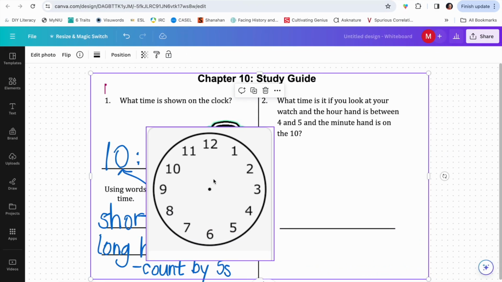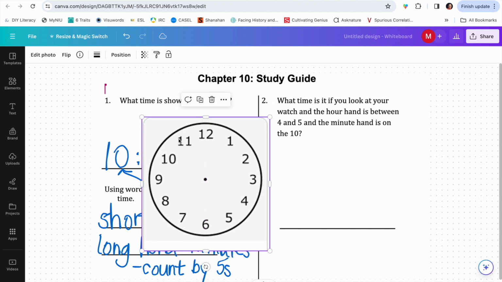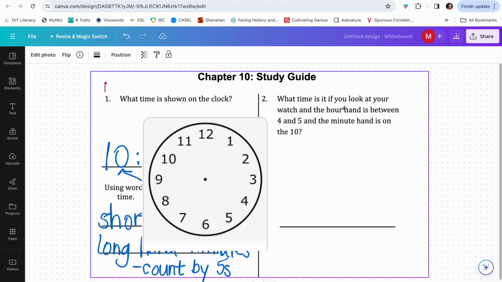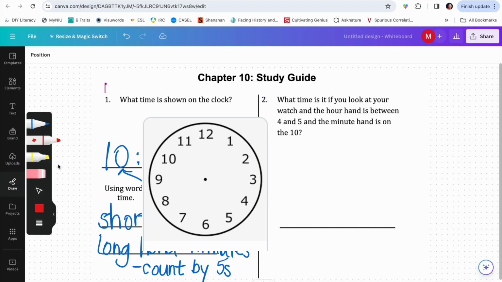I grabbed this clock instead so that we have a fresh clock. Okay, so what time is it? Keep in mind the hour hand is the shorthand. And the hour, when we're doing time, we're always going to be looking at the hour first. So the hour hand is the shorthand. So let's go ahead and use this clock and put that hour hand between 4 and 5. And I'm going to make sure that I make this hour hand nice and short. Perfect. And the minute hand is on the 10.